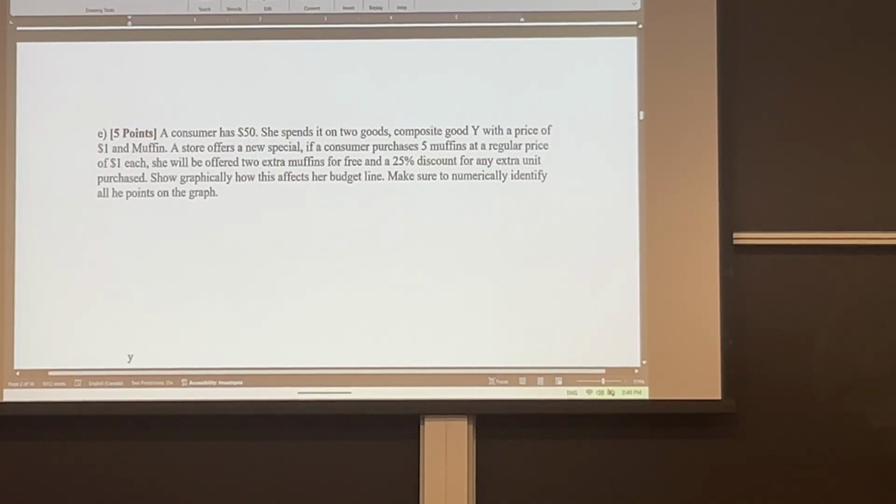A consumer has $50. She spent it on 2 goods, X and Y. The prices are 1. So this is the information given.